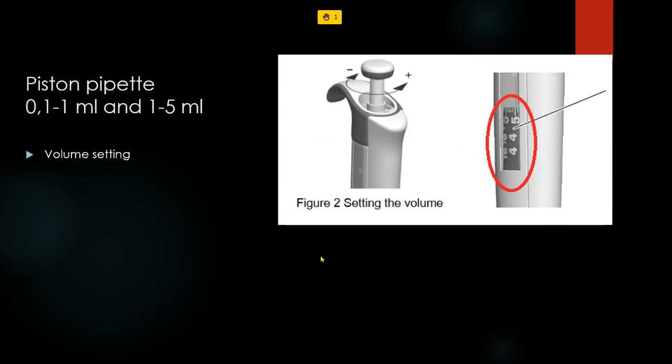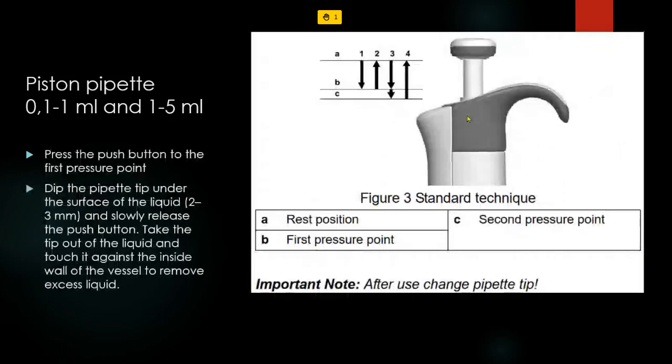When we want to collect some sample, we have to rotate the volume. We will choose here the volume of the sample or the volume of the reagent. So if we want 5 milliliters, you have to rotate until you have 5 here. This is how the piston pipette works. Pay attention because this is very important to do a correct dose of sample and reagent.